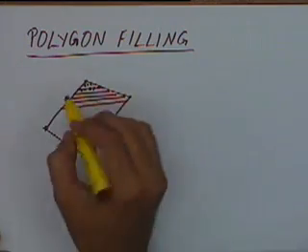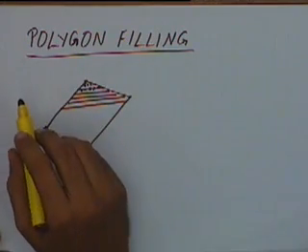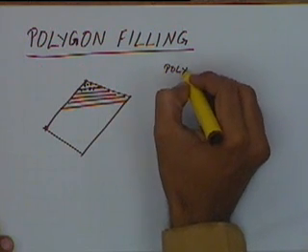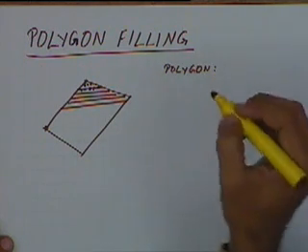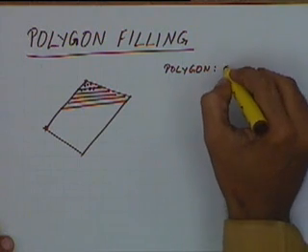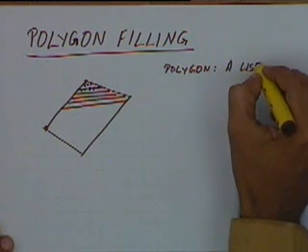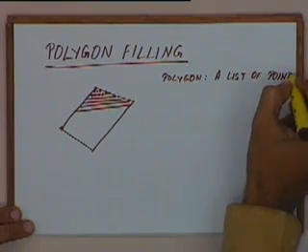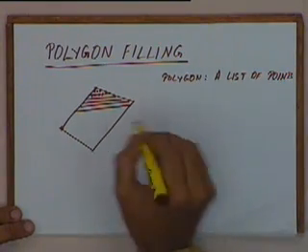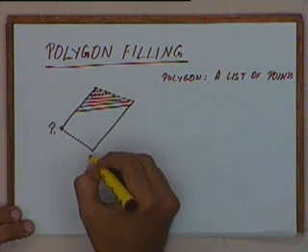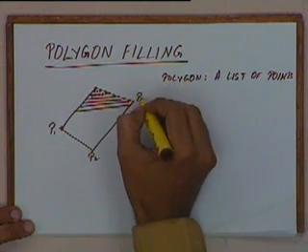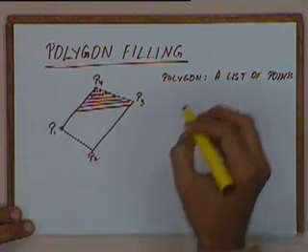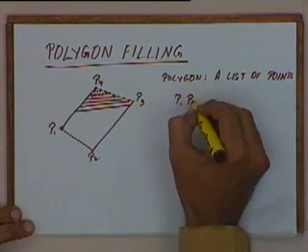So, we have to decide which pixel is inside and which pixel is outside. What we are given for this is a polygon. And what is a polygon? A polygon will be defined as a list of points. So, if you have a polygon like this, this would be represented as a list of points given like this.